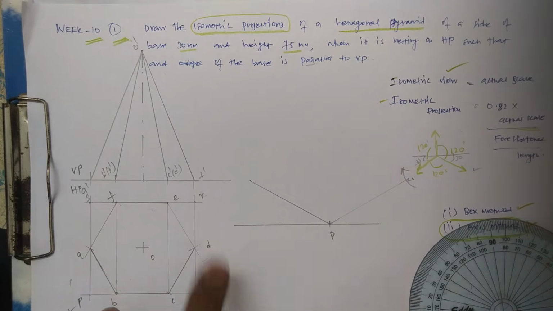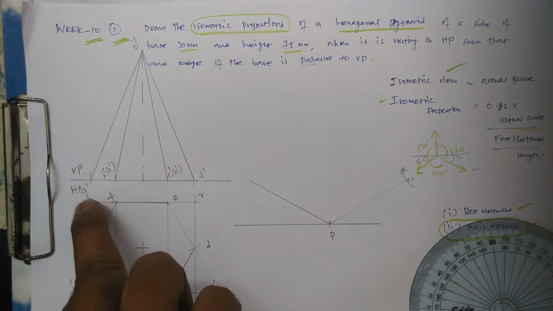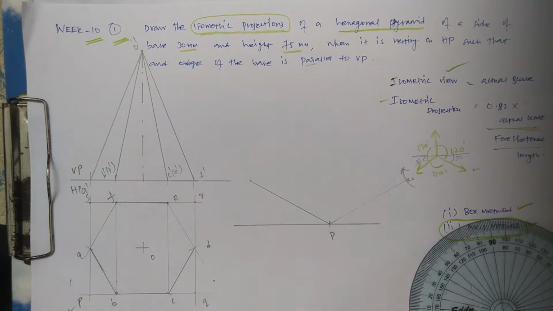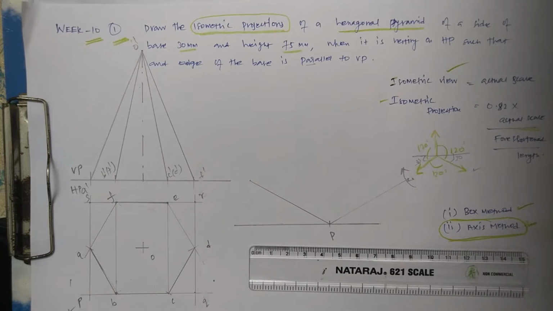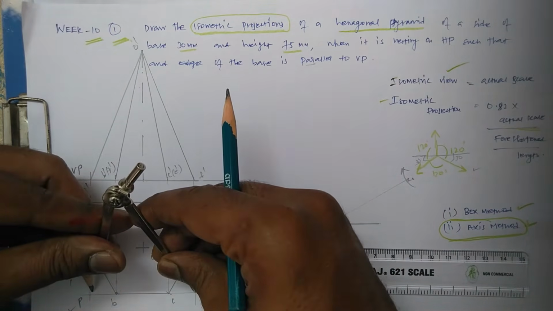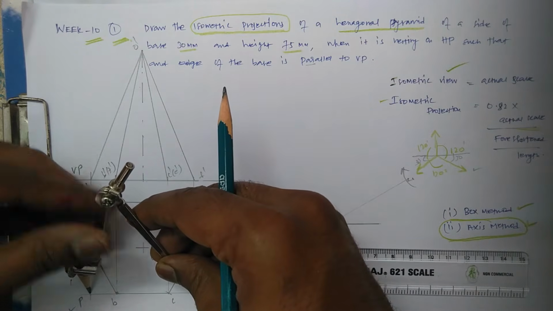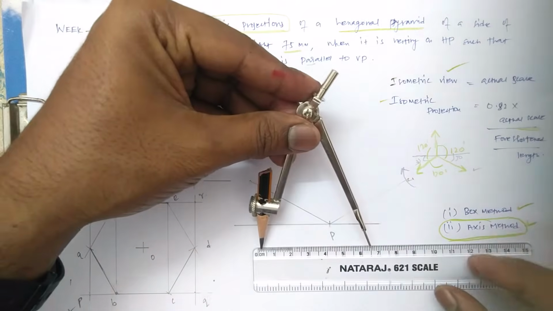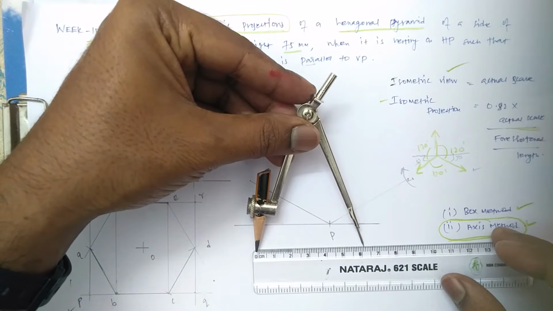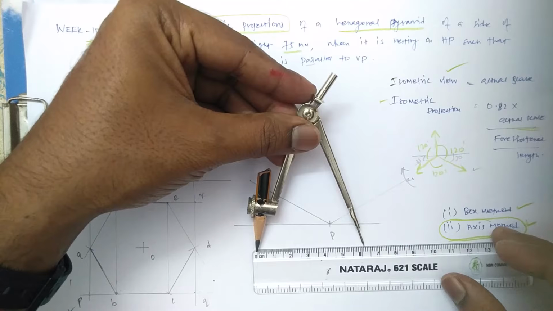This same distance, P to Q, P to R, P to S, you just measure and foreshorten the distance. That means I am reducing the distance. For example, P to Q I am measuring. I don't know the distance of P to Q, so I am just measuring here. That comes around 6.1.